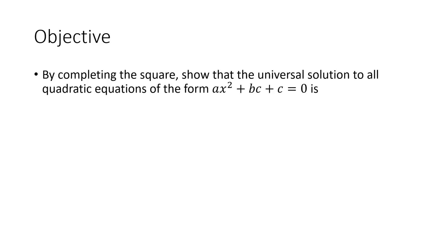So here's the objective of today's video. By completing the square, I will show to you the universal solution for all quadratic equations of the form ax squared plus bx plus c equals 0. And that is x is equal to minus b plus or minus the square root of b squared minus 4ac, divided by 2a.